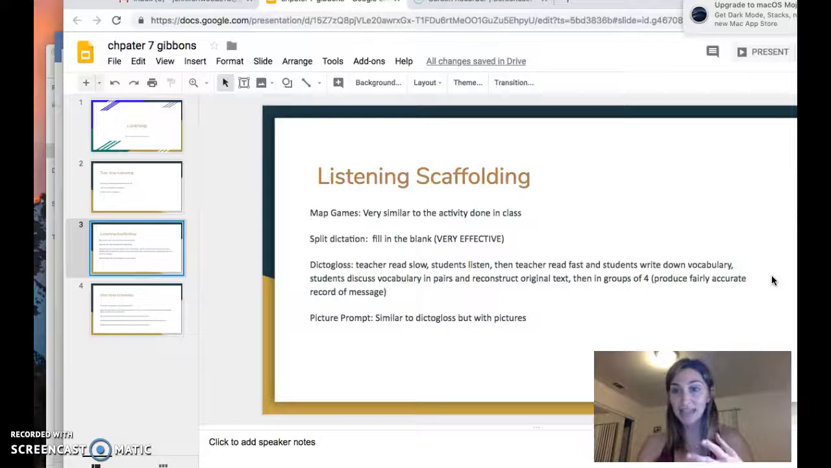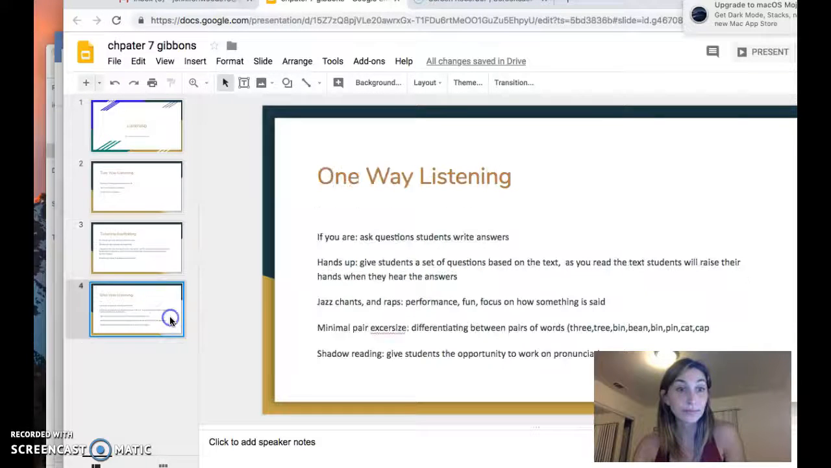And then eventually gets an accurate message, which I think is awesome because every student hears something differently when the teacher is going to read fast. So I think that's a great way for students to work together to almost learn English. And then it talks about the picture prompt, which is basically the same thing except for with an image. And then it talks about one-way listening.